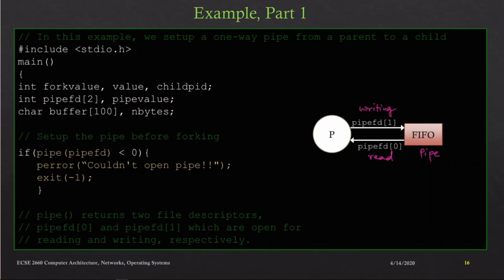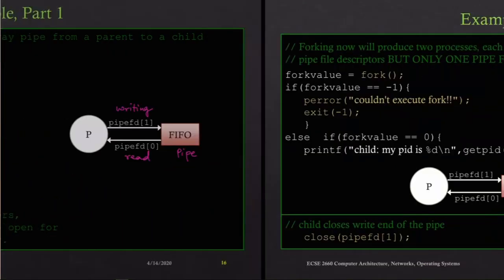And the first thing that we did was to check whether it returns a value less than 0. If it does, that indicates that it couldn't open the pipe, because it is expected to return two file descriptors, pipe fd0 and pipe fd1, which are used for reading and writing to the same pipe buffer on a first in first out basis. So we talked about this in the previous one.